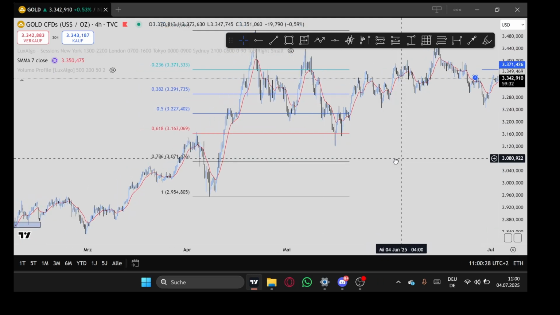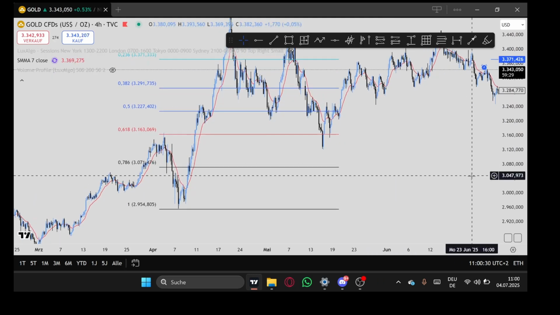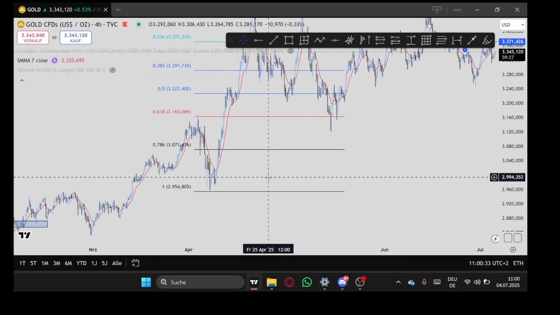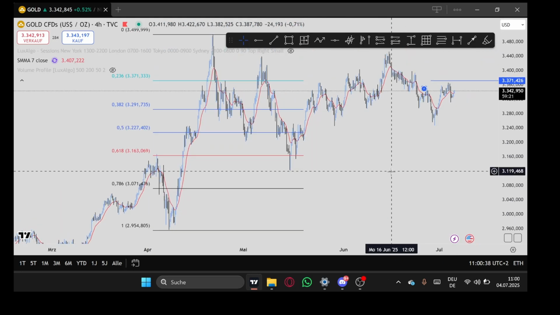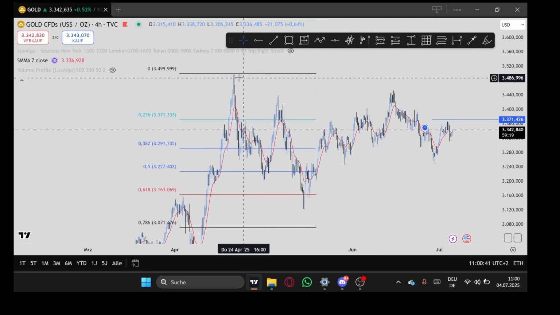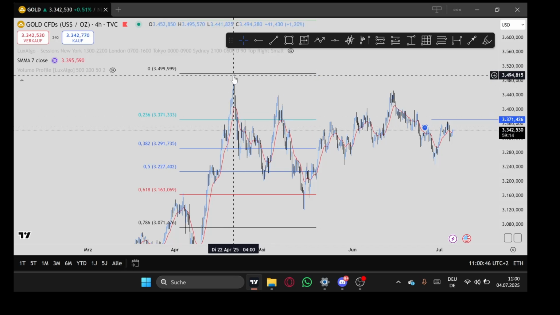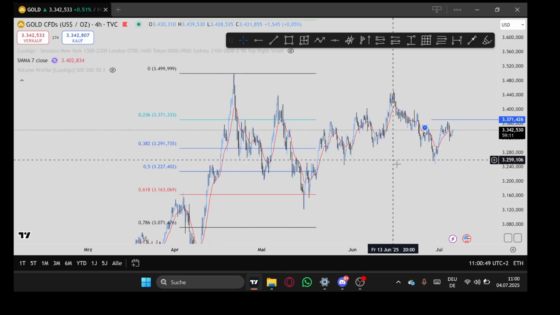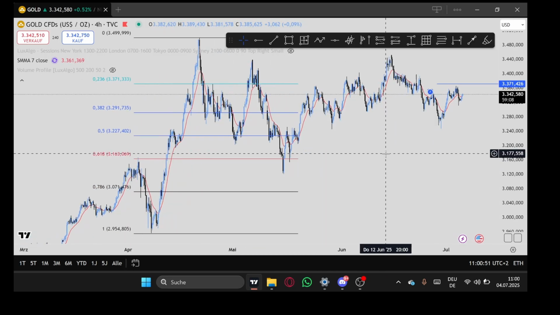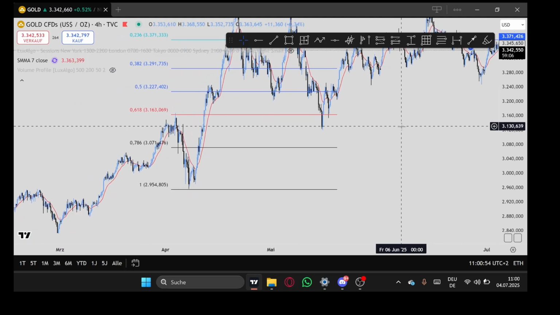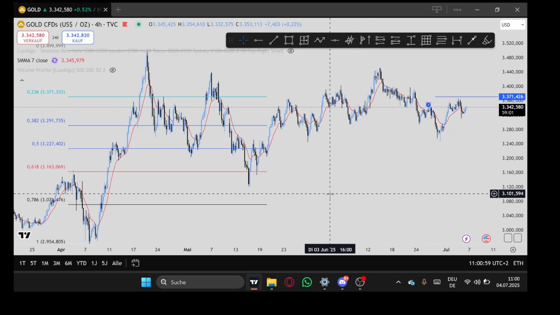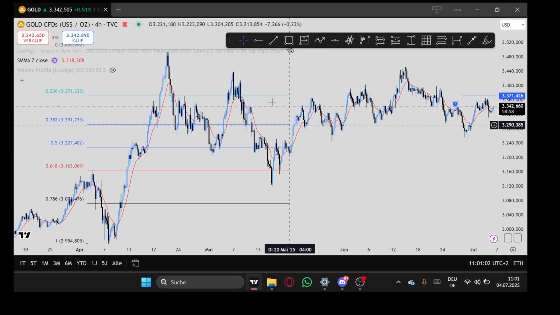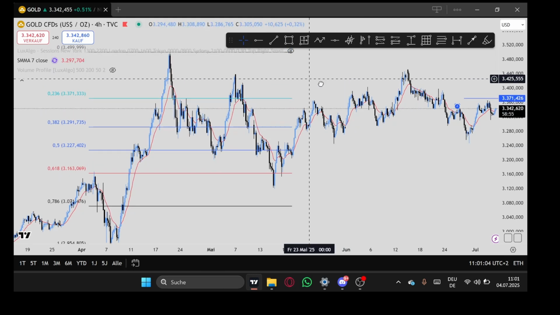So what I did here is I took this low right here at 2954 and put the fib on 3499, almost 3500, and let's make it a bit clearer. And for now, just watch what happened here. I like to observe the levels and see how it reacts on those levels.